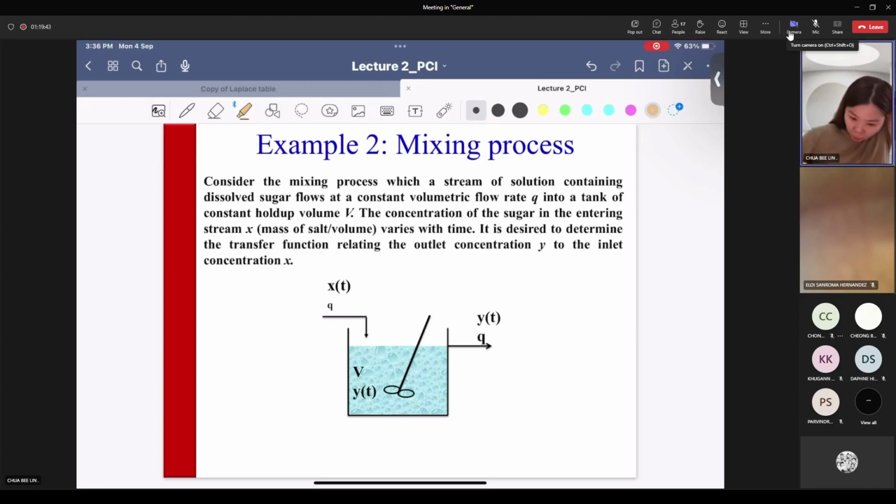So now is example 2, mixing process. Mass of sugar. So this is sugar. This one wrong. Correction. Sugar.